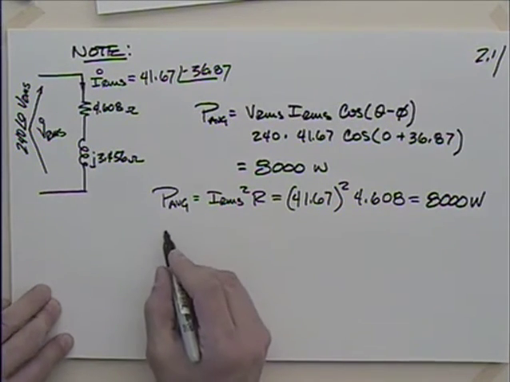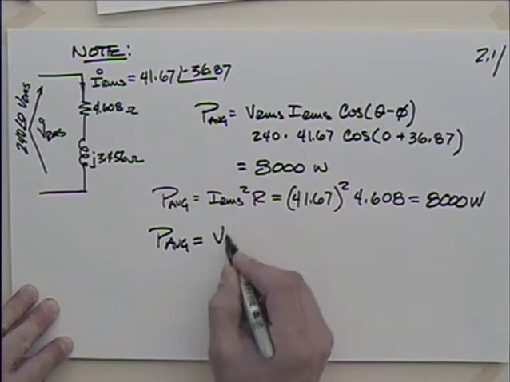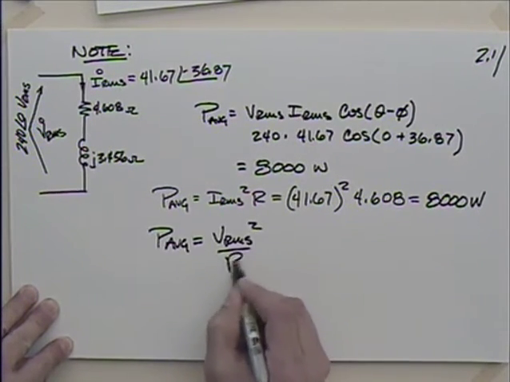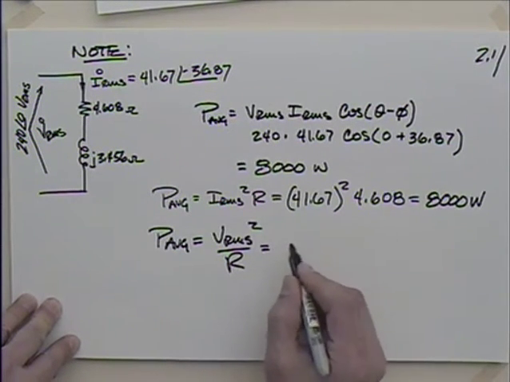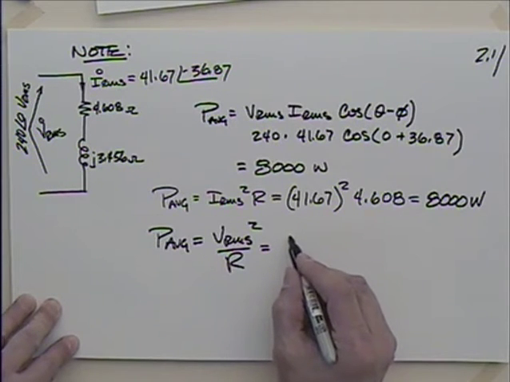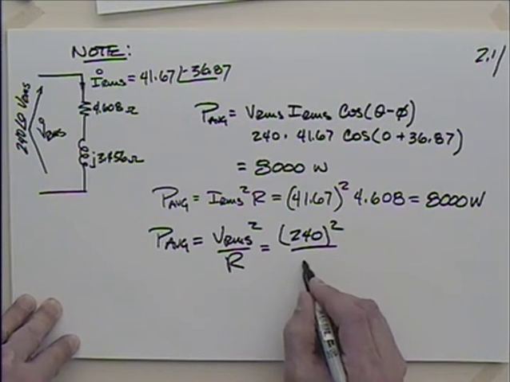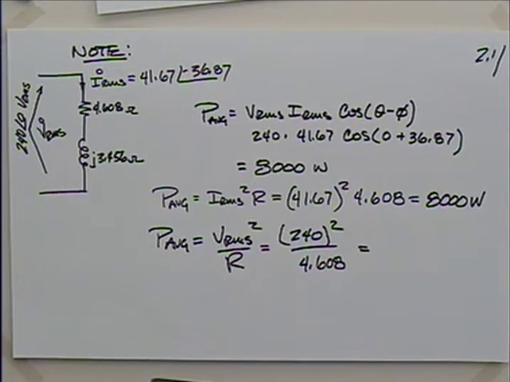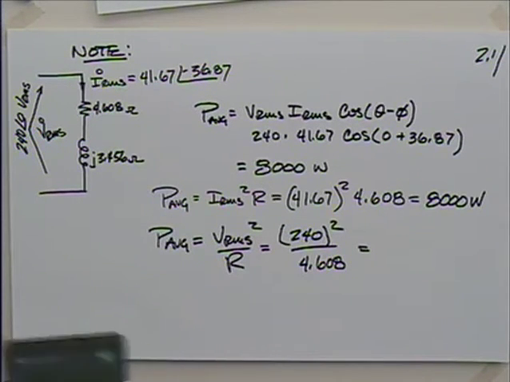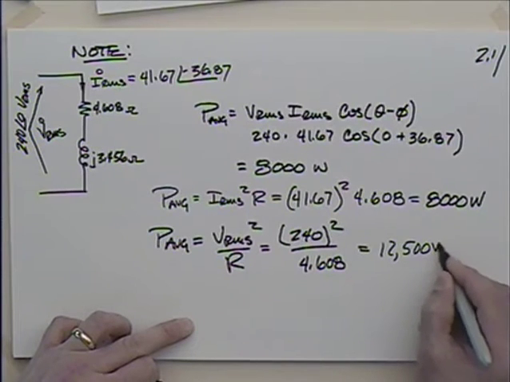Now, we've always had several power equations. Let's try this one. VRMS squared divided by R. That should work, shouldn't it? And in fact, that does work, but the next step here, I'm going to misapply it. And I'll see if you can see where I made the mistake. If I take 240, I square this, and I divide by 4.608, what answer do you get? You're not going to get 8,000. I hope you don't get 8,000. 12.5.